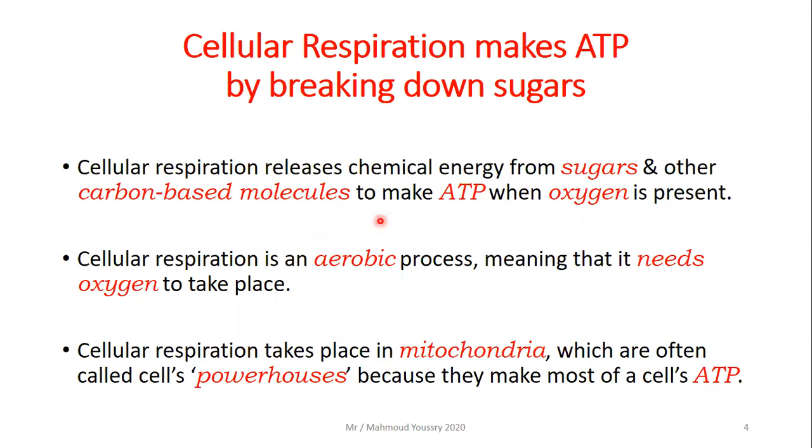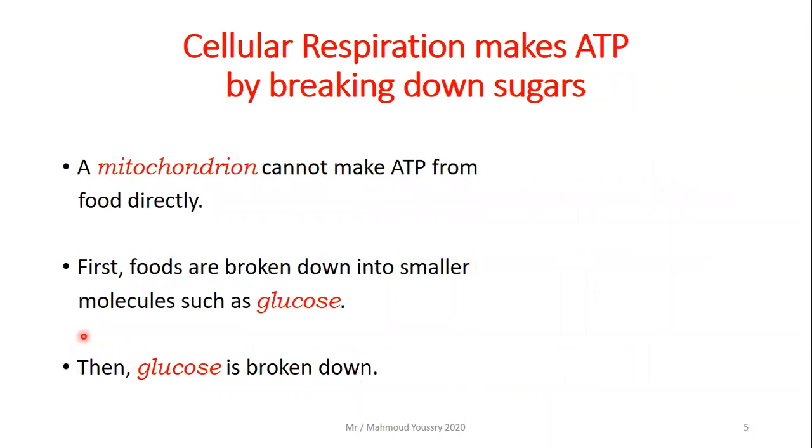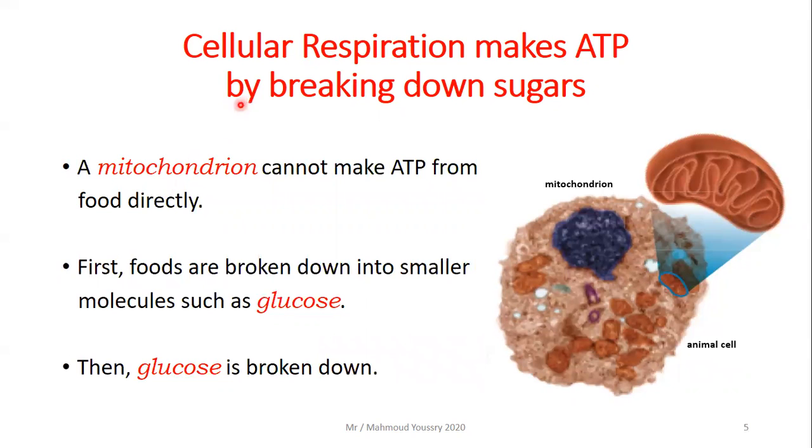So cellular respiration needs oxygen in order to break down the sugars to make ATP. So cellular respiration is an aerobic process. Cellular respiration takes place in the mitochondria, which are often called the cell's powerhouses because they make most of a cell's ATP. A mitochondrion, the singular of mitochondria, cannot make ATP from food directly.